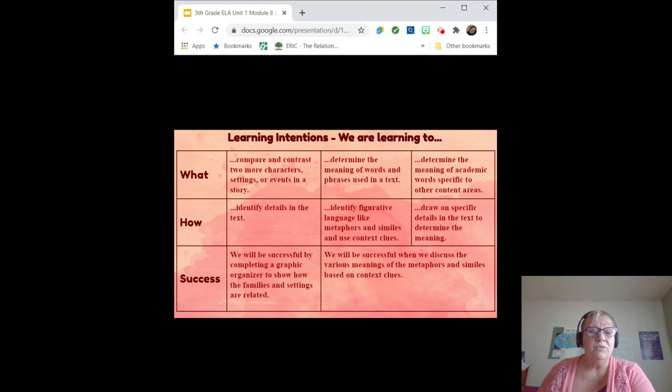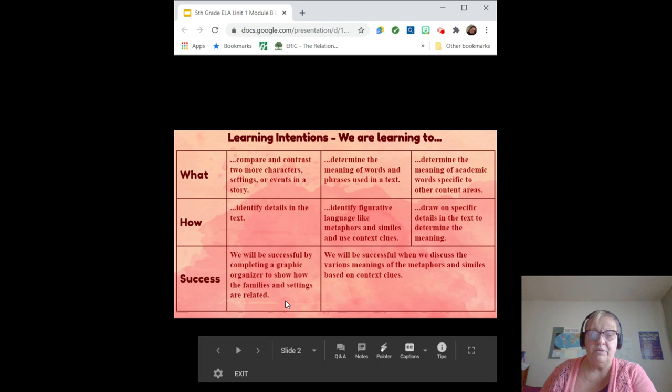Today, we are learning to compare and contrast two or more characters, settings, or events in a story. We will do this by identifying the details in the text. We will be successful by completing a graphic organizer to show how the families and settings are related.